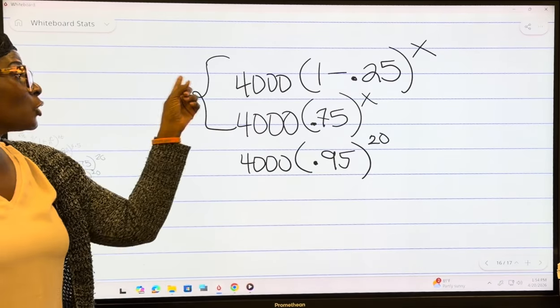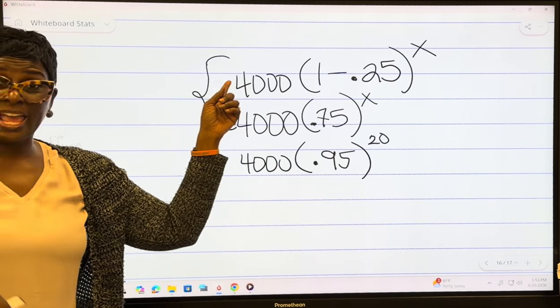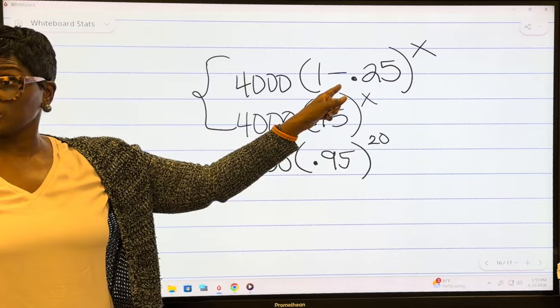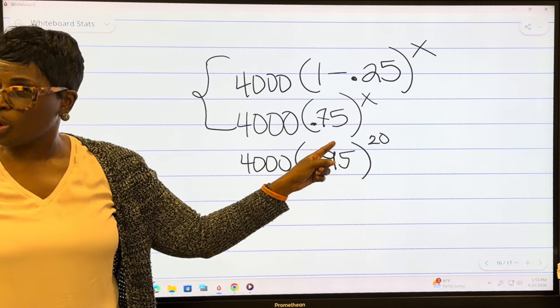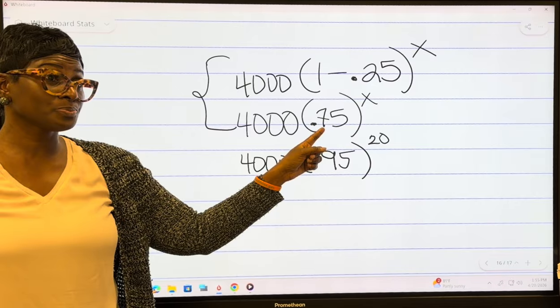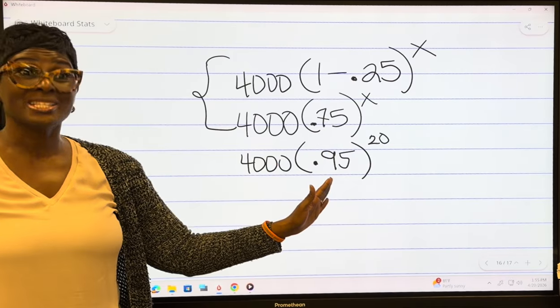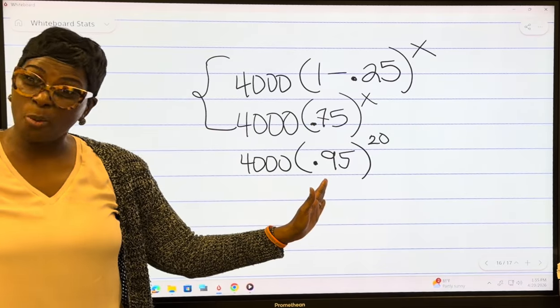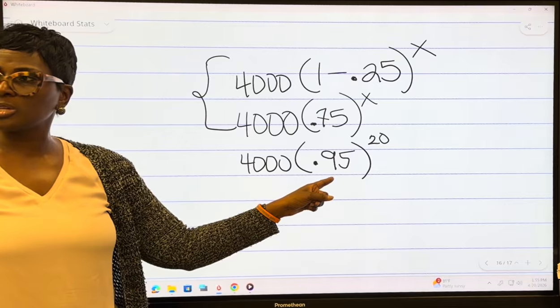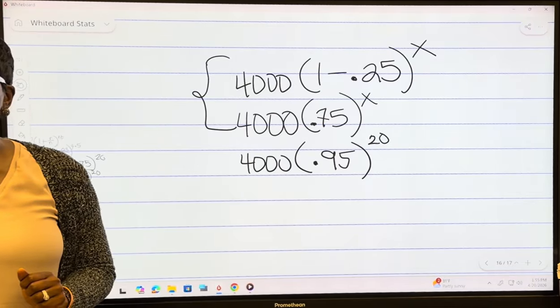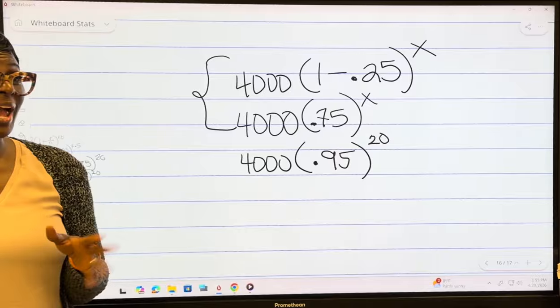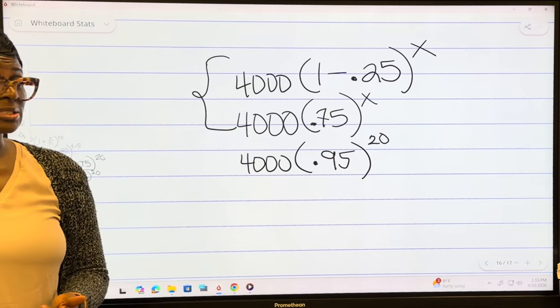But guess what? I knew this was going to be decay just because there's a minus. Y'all see that? I knew this was decay because it was less than 1. Are y'all following? I know that this is decay because it is less than 1. How much less than 1? 25%. Is everybody following? Can we identify the difference between growth and decay? Let's see.